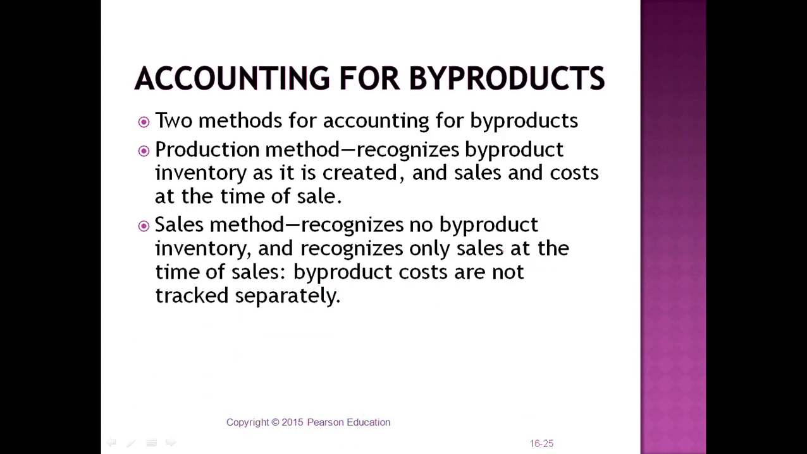One is called the production method, the second one is called the sales method. Production method is you recognize the byproduct as an inventory. So as soon as you have some byproduct, you need to put it in your books of account, and when it is sold, you will consider it as maybe sales and then take out any profit that you made from the sale of such byproducts.